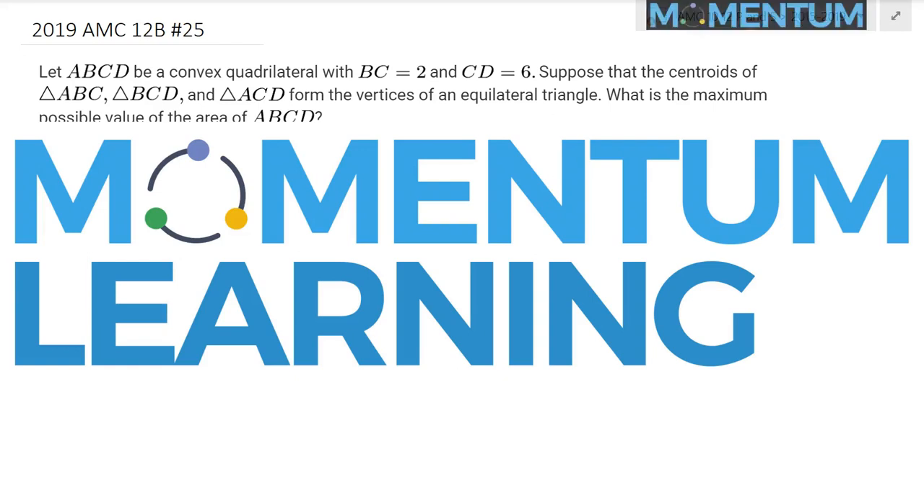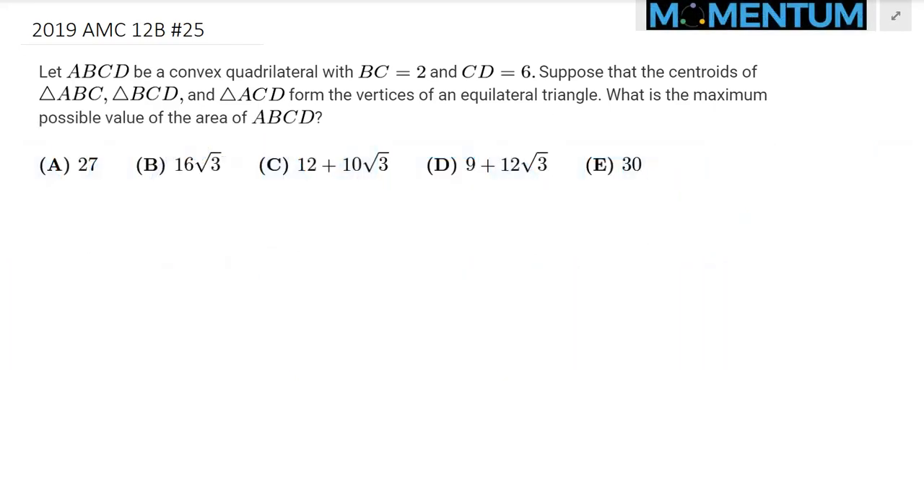Consider the following 2019 AMC 12B problem number 25, and here is a view of this geometry problem. We are given a convex quadrilateral with side lengths BC equals 2 and CD equals 6. We would like to mark the centroids of these three triangles, and apparently they form an equilateral triangle, and as a result our inquiry is to figure out the area of this quadrilateral ABCD.